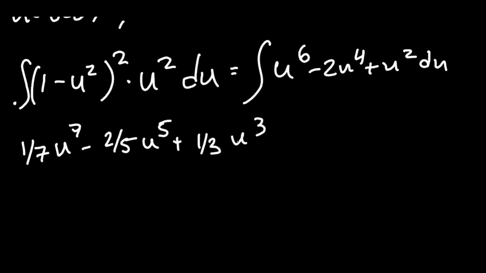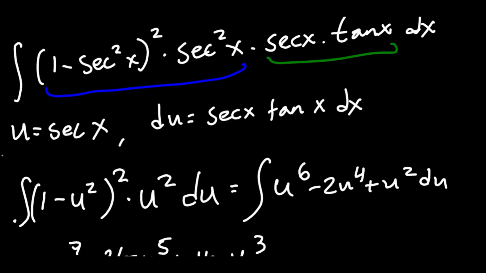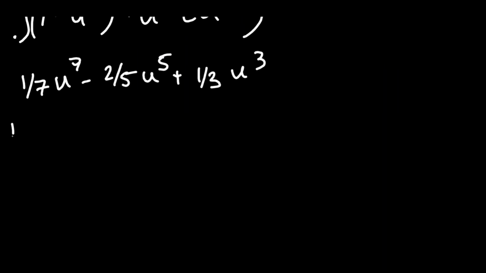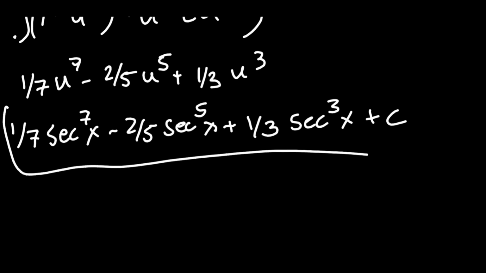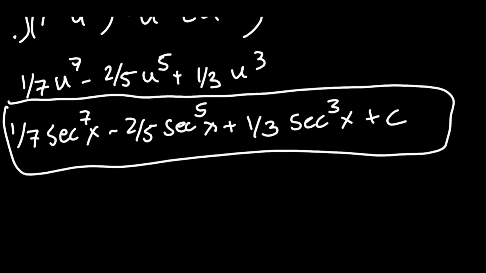And remember, our original problem asks with respect to x, so we need to plug back in secant x for u. We made that u equals secant x substitution, so now we need to plug it back in. 1/7 secant to the 7th x minus 2/5 secant to the 5th x plus 1/3 secant to the 3rd x. And you can't forget plus C, and that is our answer right here.